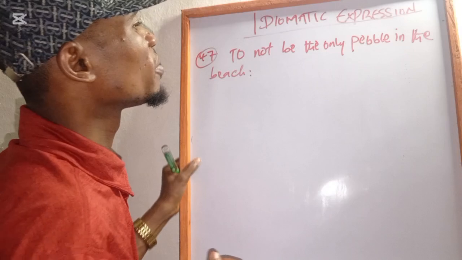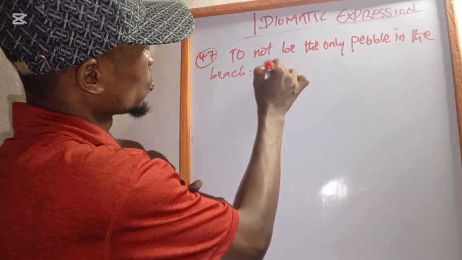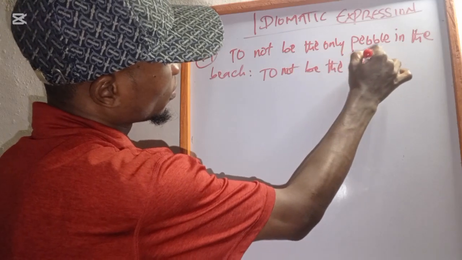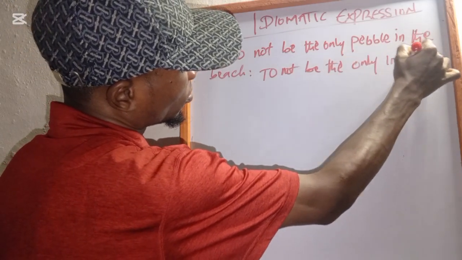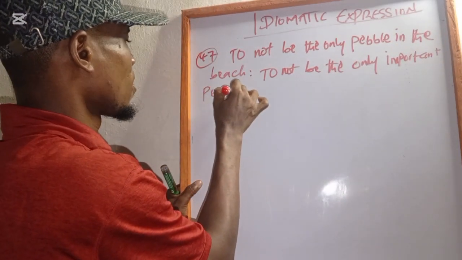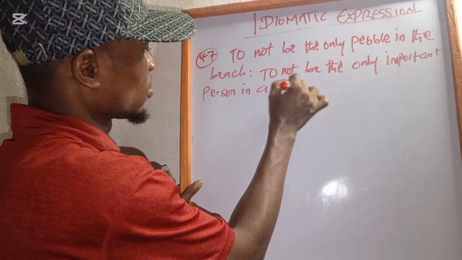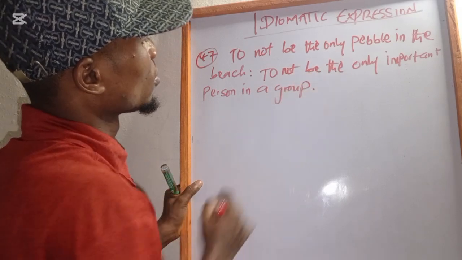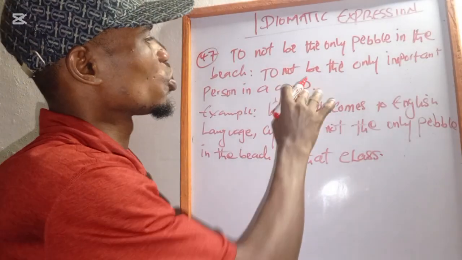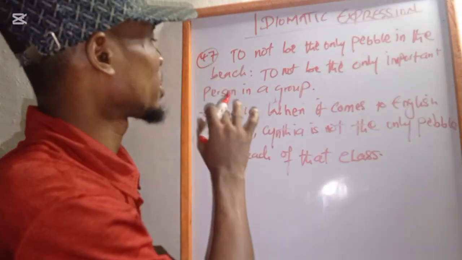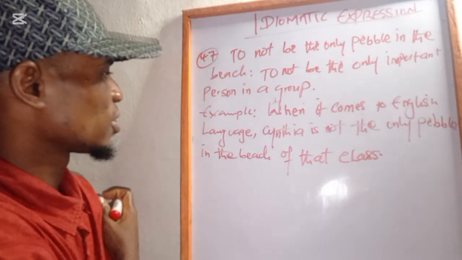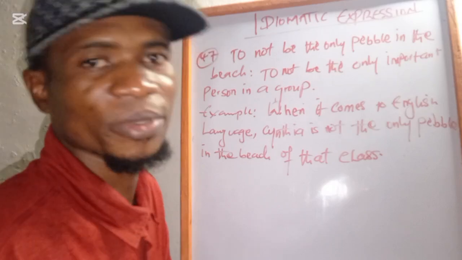To not be the only pebble on the beach. It simply means to not be the only important person in a group. So, example, it simply means to not be the only important person in a group. Example: when it comes to the English language, Cynthia is not the only pupil in the class.